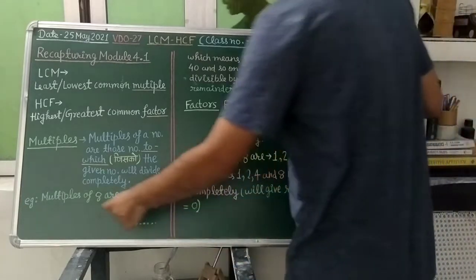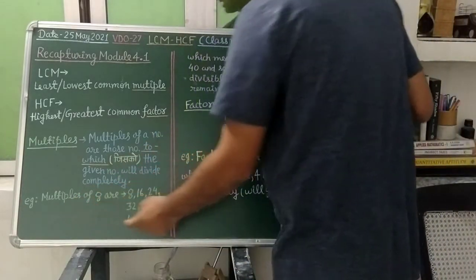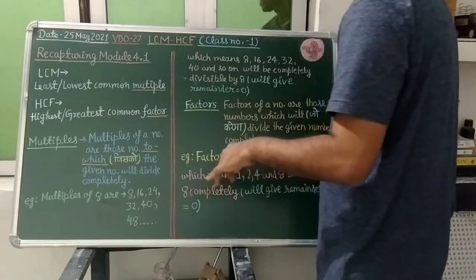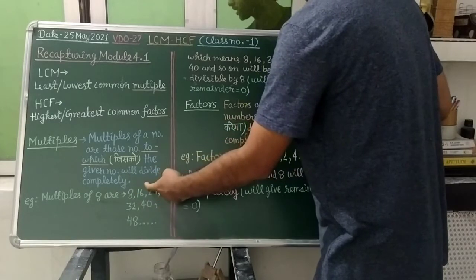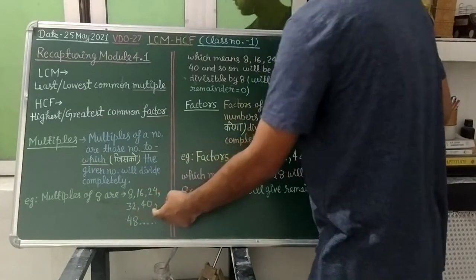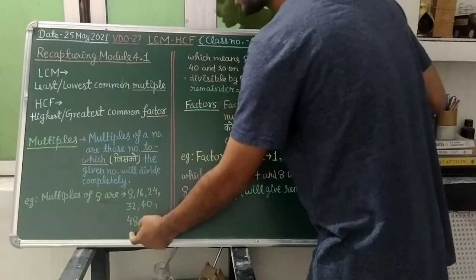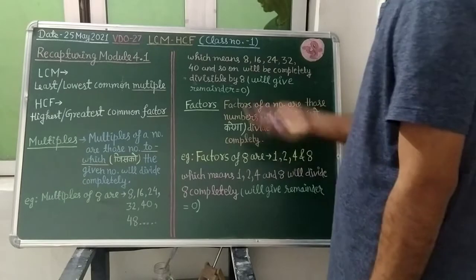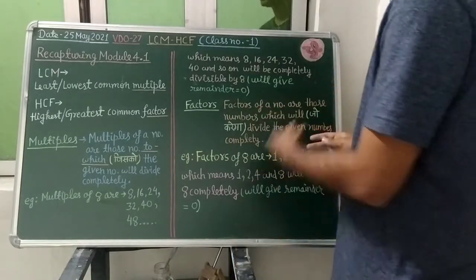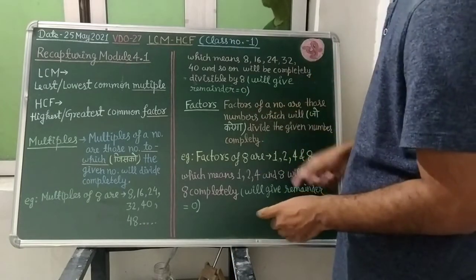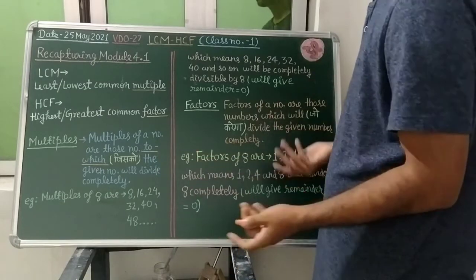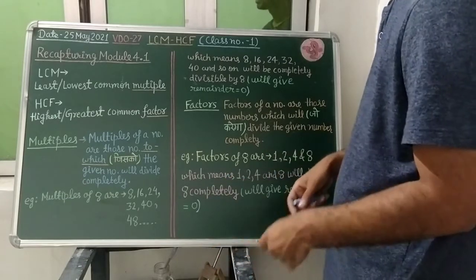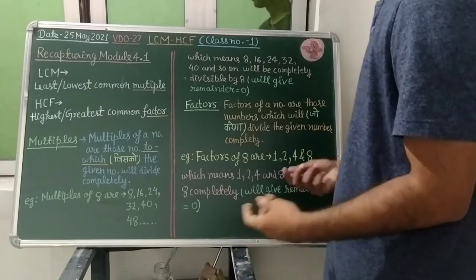So if we are considering the example of 8 and want to write the multiples of 8, the multiples of 8 will be what, students? 8 1s are 8, 8 2s are 16, 8 3s are 24, 8 4s are 32, 8 5s are 40, 8 6s are 48, and it will go on. It will continue up to infinity, up to where you want to read out the multiples. Multiples of any number are not finite, they are infinite.